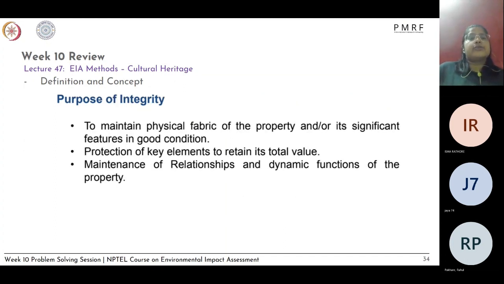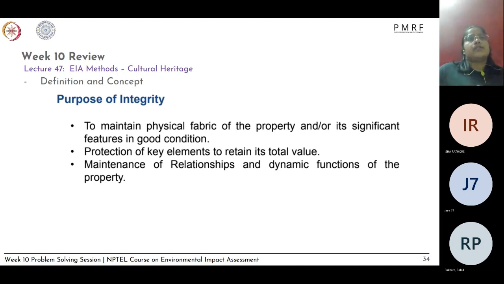The purpose of integrity is to maintain the physical fabric of the property and significant features in good condition, and the protection of key elements to retain its total value, and the maintenance of relationships and dynamic functions of the property. So basically, integrity in terms of cultural heritage is defined as having a seamless flow of cultural heritage. That is, if you make any sort of development or changes to the site, it does not change the overall character of the site.